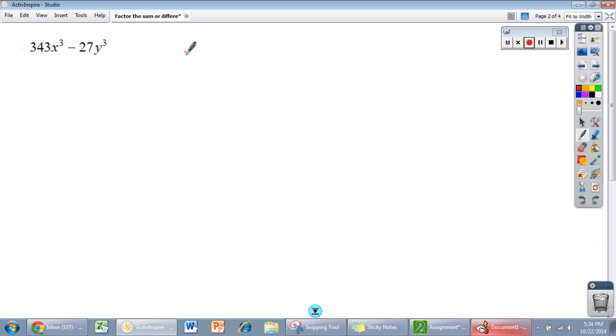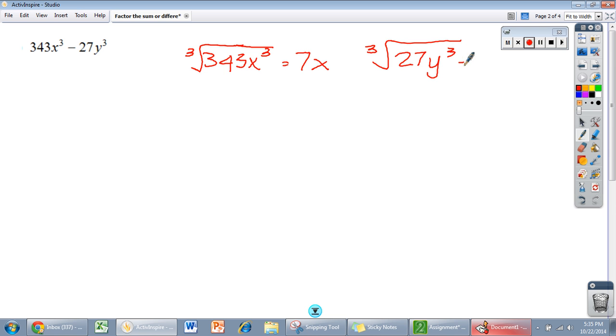Again, we're taking the cube root of 343, but not only the number, we also have x to the third. So my A term is 7x: 7 is the cube root of 343, and the cube root of x to the third is x. Our second term is the cube root of 27y to the third, and we found the cube root of 27 was 3, and the cube root of y to the third is just plain old y. So let's write those down.